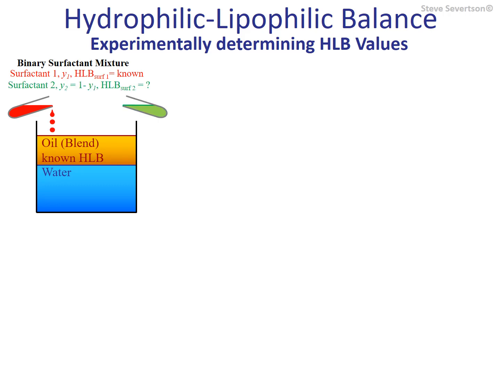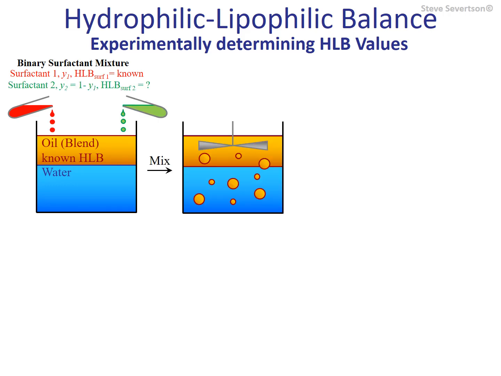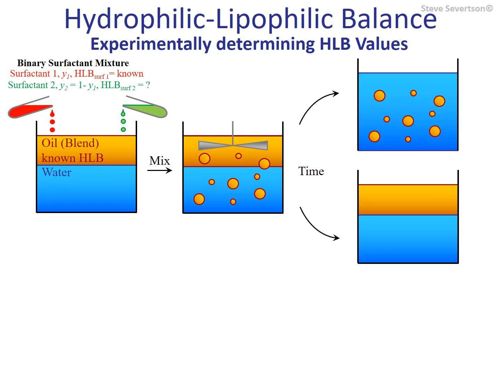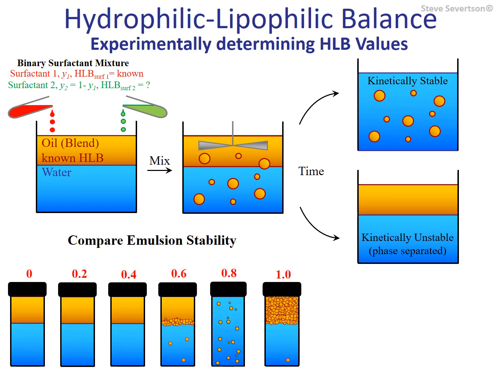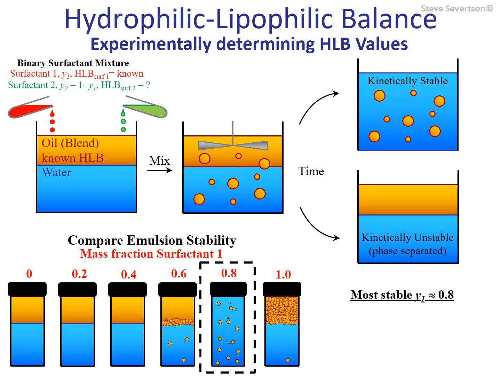A series of emulsions are produced with equal proportions of the oil and water in a fixed total surfactant content containing a range of known surfactant mass fractions. The emulsions are allowed to stand for a period of time, typically 24 hours, and their stabilities are assessed. The emulsion with the least amount of separation is used to estimate the HLB of the surfactant being tested.